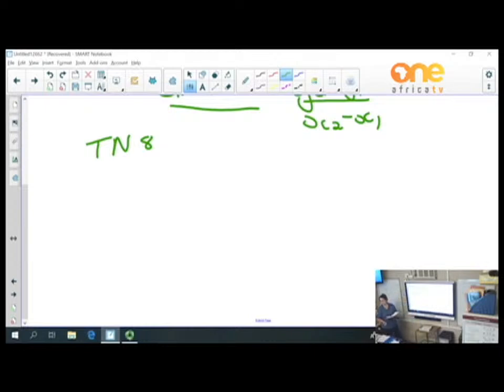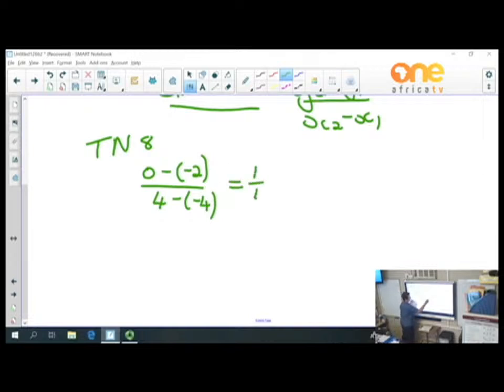But I told you it's not necessary to draw them. We can deduce it from the gradient that we get. So the first one, EF, is going to be 0 minus negative 2 over 4 minus negative 4. Look at my signs. If you don't substitute in brackets, you're definitely going to get wrong answers. So this one is then a quarter. This is the gradient of the line EF.